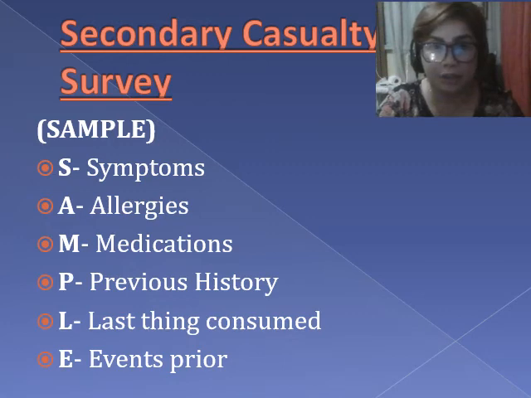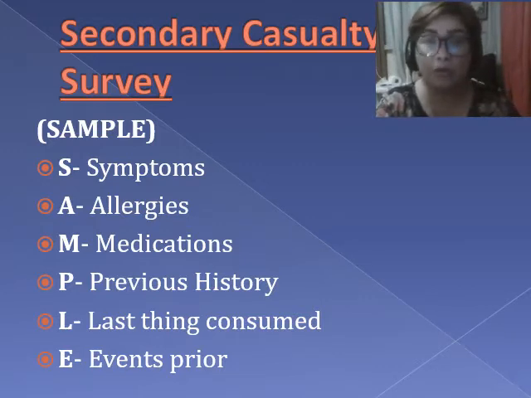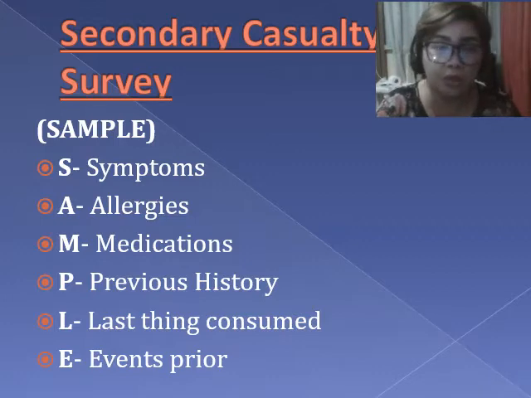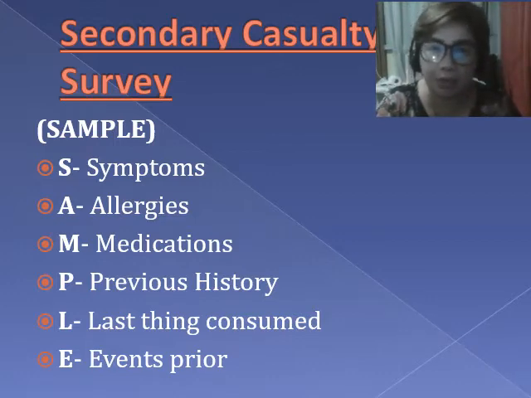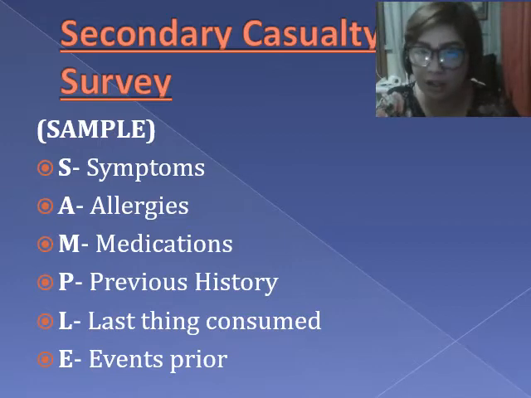Let's talk about secondary casualty survey. When we do secondary casualty survey, we will need to check the following in order to complete it. So we have the mnemonic SAMPLE. S for the symptoms. What are the signs and the symptoms that we see on the victim? A for allergies. Are there allergies?